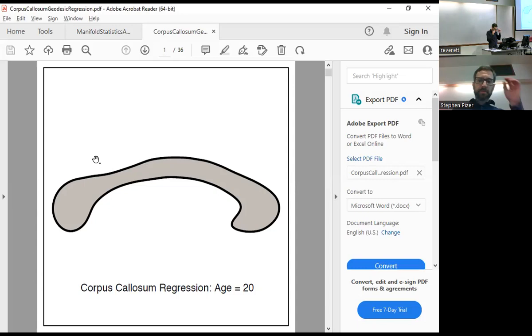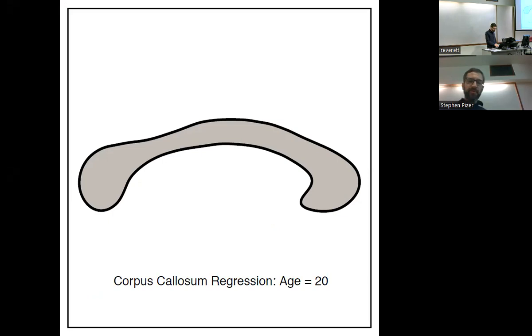Okay, good. So this is my flip book animation of the geodesic progression, which I can control. This is the corpus callosum, and this is the mean corpus callosum at age 20. It's not a real point in the data set, it's a point on the geodesic that we fit to the data. I'm going to move along age, as you'll see down there, age is 20. Just think of it as moving along the geodesic, and you see an animation of corpora callosa.